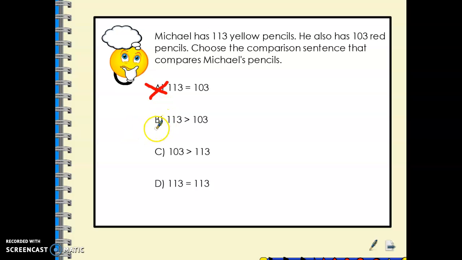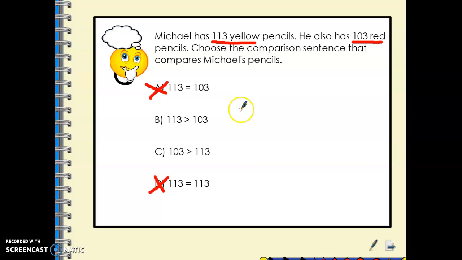Let's look over here. B says 113 is greater than 103. That could be true. Let's look at all the answer choices before we make our decision. Over here it says 103 is greater than 113. Over here it says 113 equals 113. While that is true, that is not the answer we're looking for, because he has 113 yellow pencils and 103 red pencils, and those are the two numbers we're comparing. So we know that is not it.